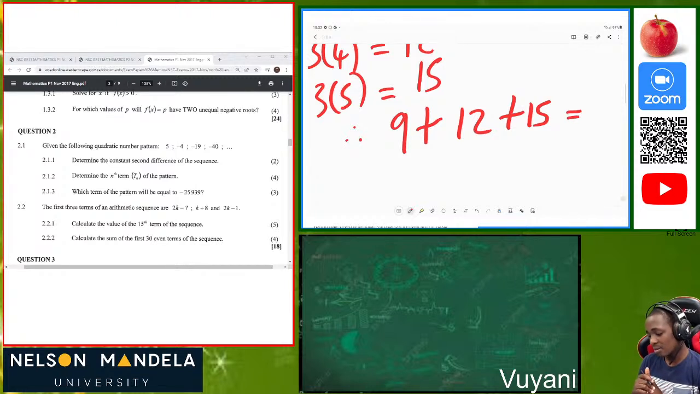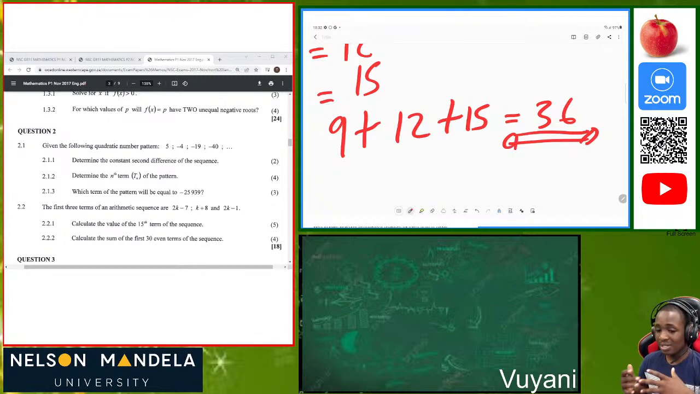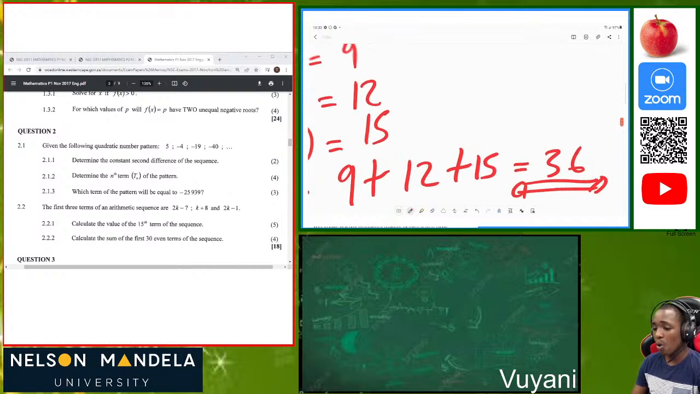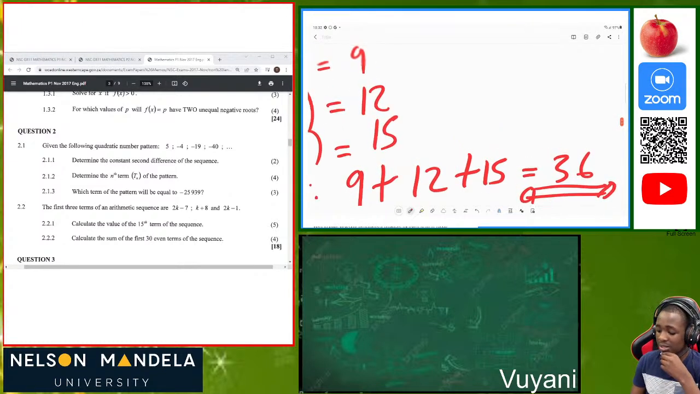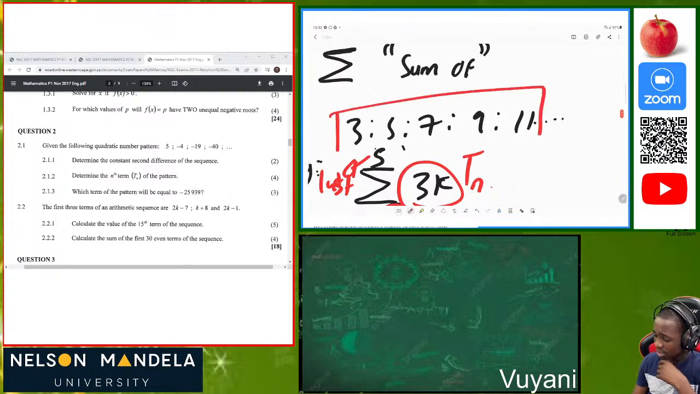Then 21 plus 15, that's 30, that's 36. So I was just making an example that this is what's really happening in sigma notation. We are summing up all the terms which we have in our sequence, trying to shorten everything. Okay, for instance, let's just say we are having this here.